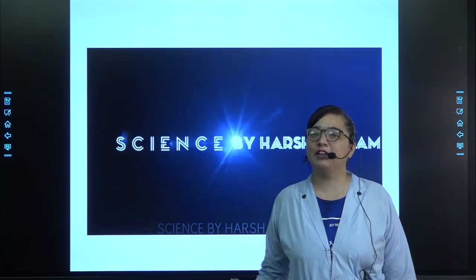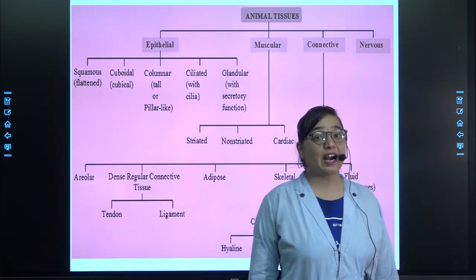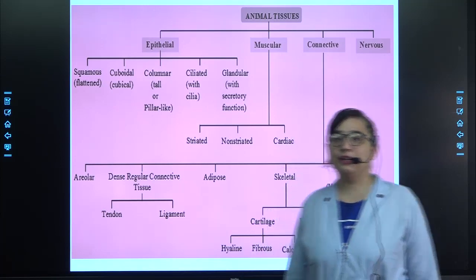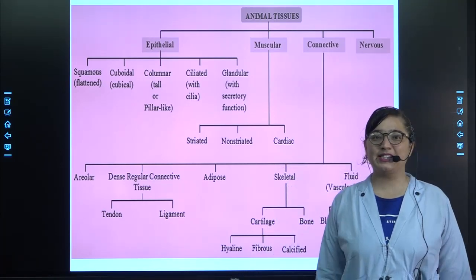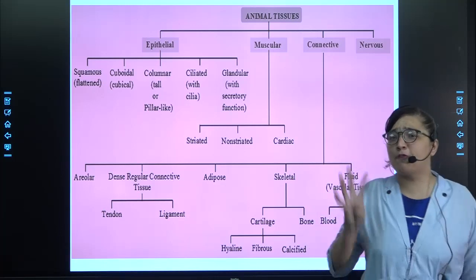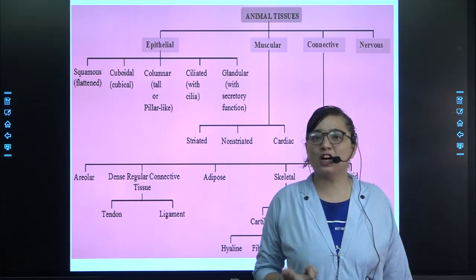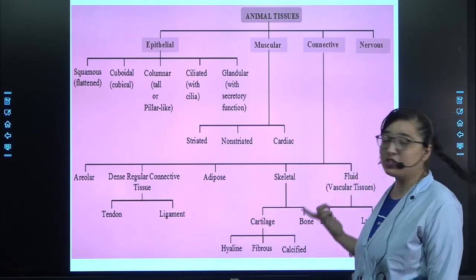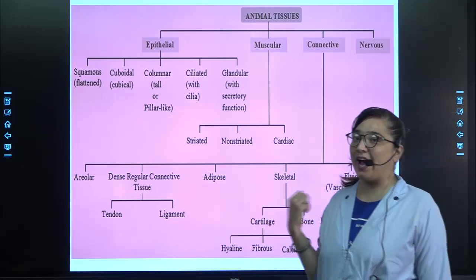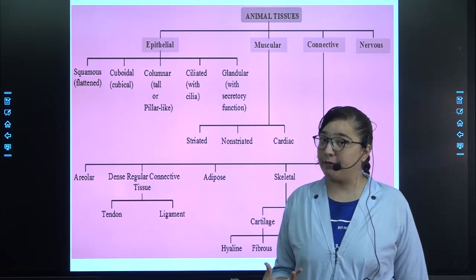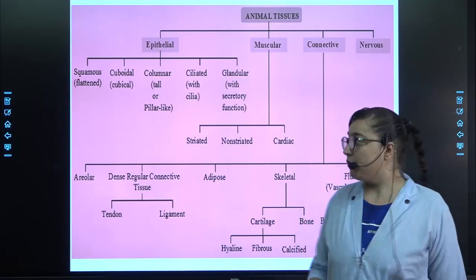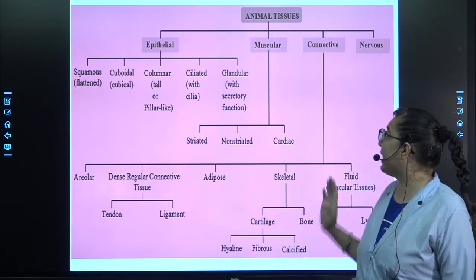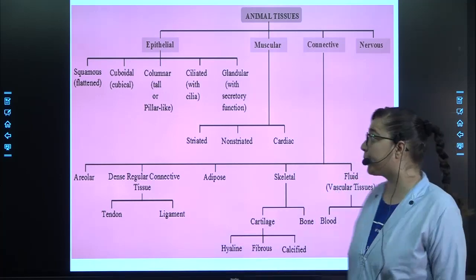So let's begin with this particular chart that we also did in the nervous tissue in the last lecture. How many basic types of tissues are there? There are 4 types of tissues, right? Which are those? Epithelial tissue, muscular tissue, connective tissue and nervous tissue. 4 types of basic animal tissues.